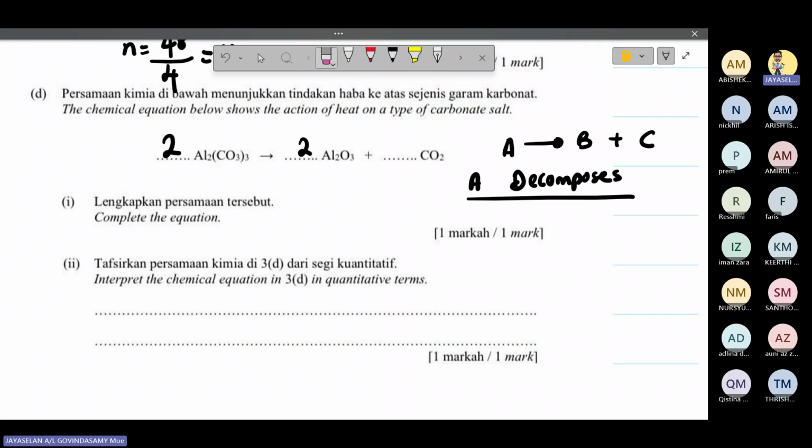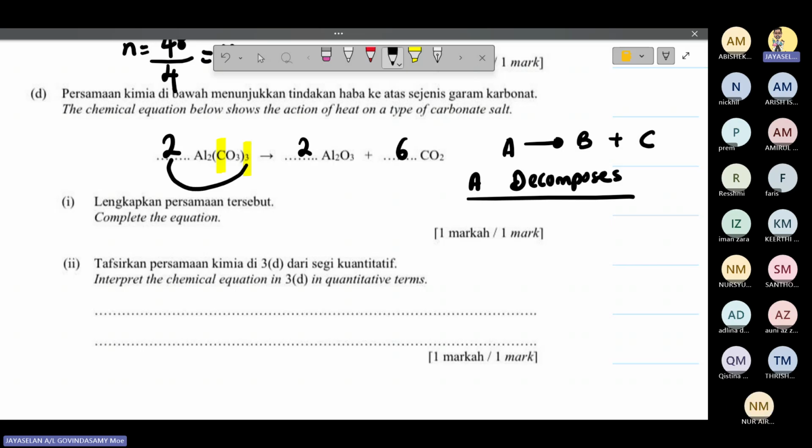Okay, so kita tengok di sini. So 3 darab 2, 6 no. Okay, carbon di sini kalau you tengok betul-betul, carbon di sini ada 1, 1, 3 kan? 3, lepas tu you darab dengan 2, 6 kan? So you put 6 lah. Any question? Oksigen dia akan balance sendiri.